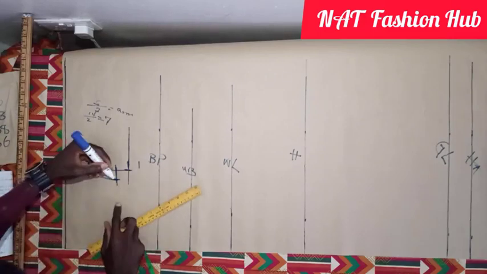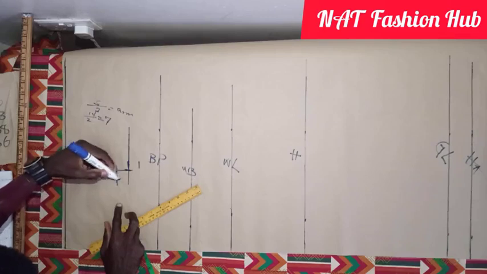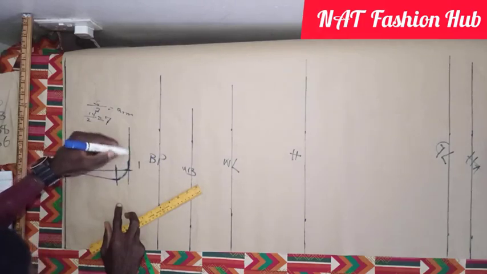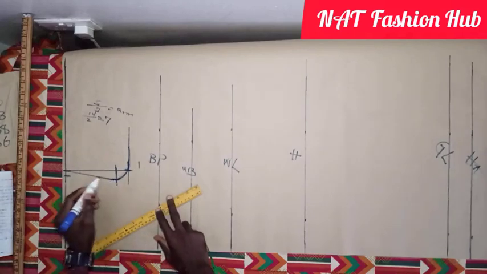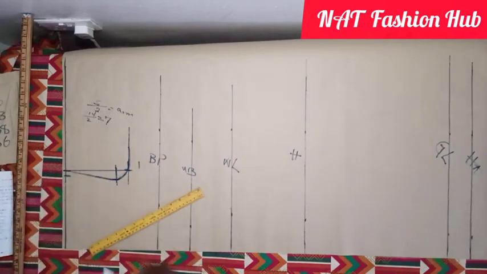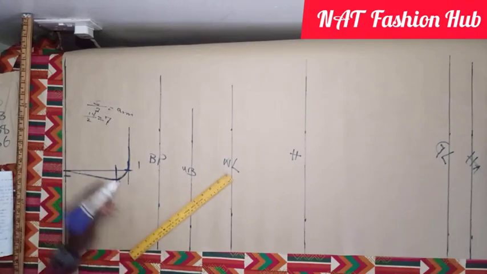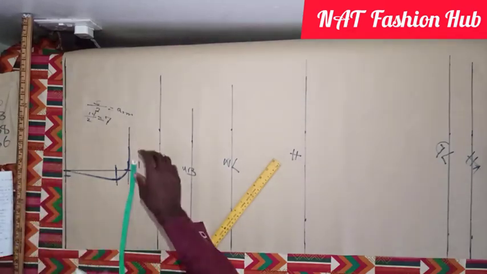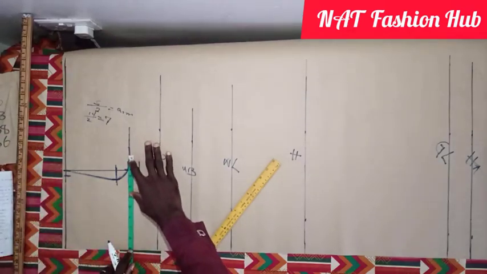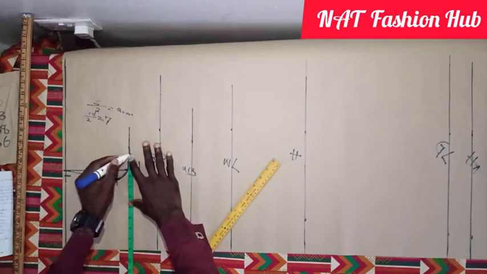You see that? Then curve it this way. Curve is quite simple and clear, right? And we'll mark. The next thing we're going to do now is to get our bust, all right? We say our bust is 36. 36 divided by 4. That will give us 9, all right? So this is 9.